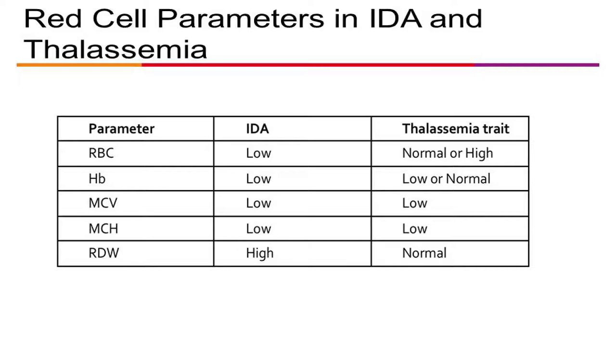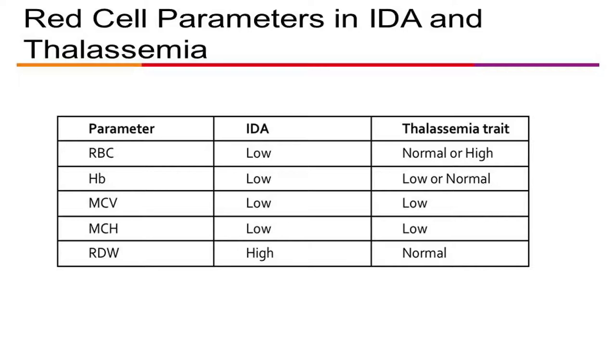So usually they have a higher RBC count. The hemoglobin, of course, will be low in both. Or sometimes in thalassemia, if we have alpha thalassemia with one gene deletion, we would have normal hemoglobin. The MCV would be low in both, but in thalassemia trait, especially beta thalassemia, there's a disproportionate decrease in MCV in relation to hemoglobin. For example, if a patient comes with hemoglobin of 9, we'll see an MCV like 59. So this is very low in relation to the hemoglobin level. And of course, MCH would be proportionally decreased with MCV in both.